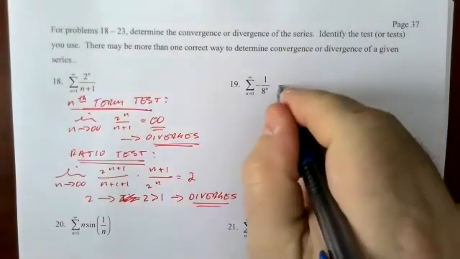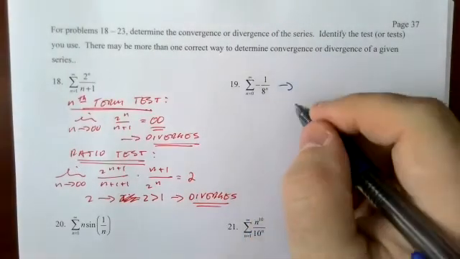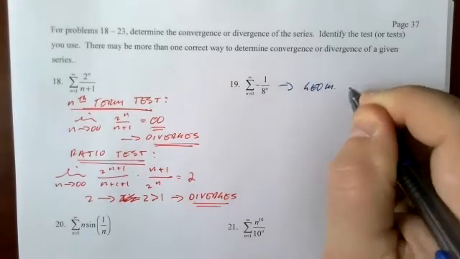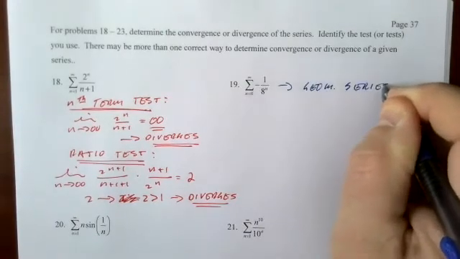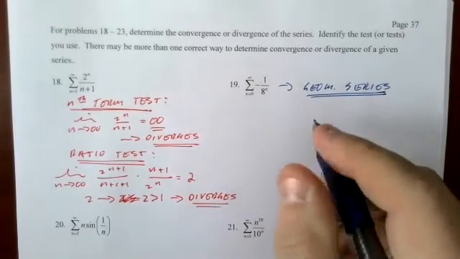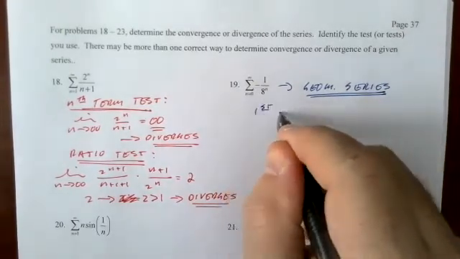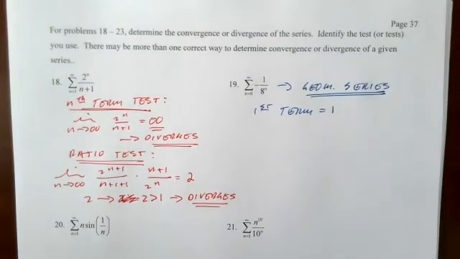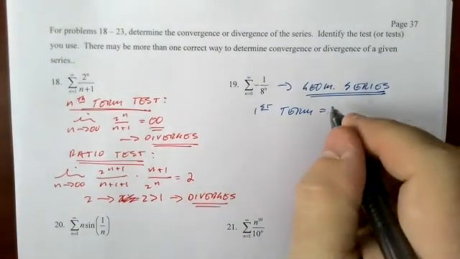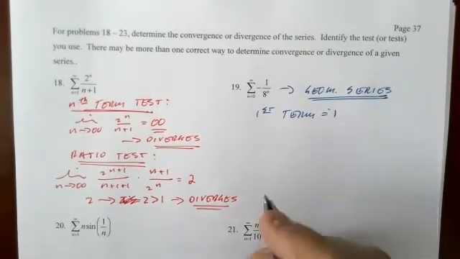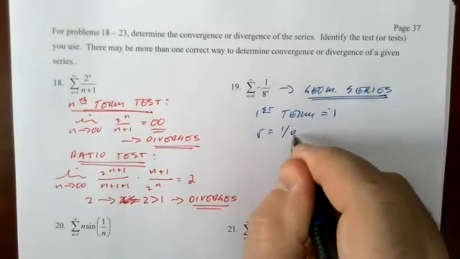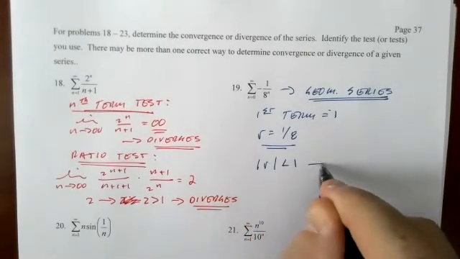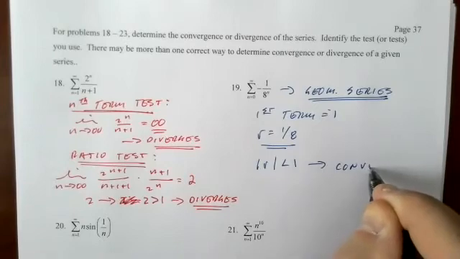Over here we have a geometric series. It's 1 over 8 is the r, and the first term is -1. So the first term is -1. R equals 1/8. R is less than 1, converges.